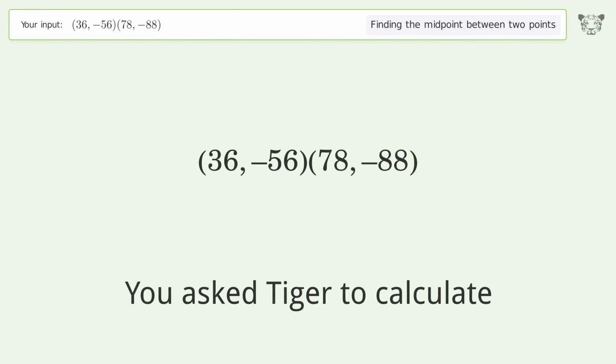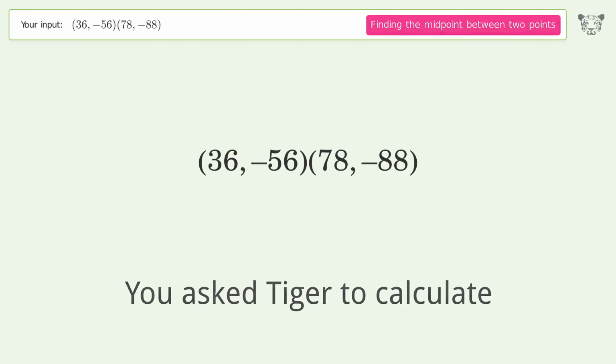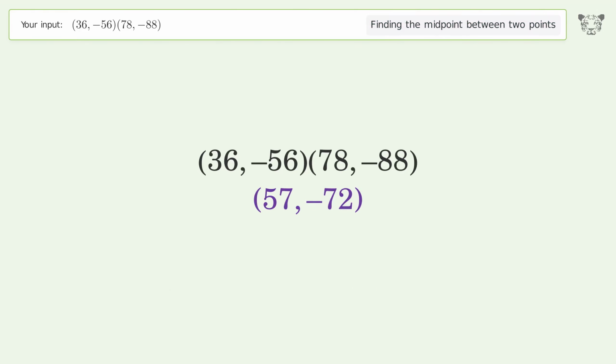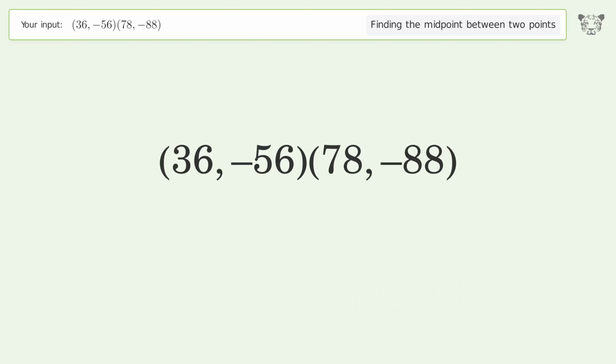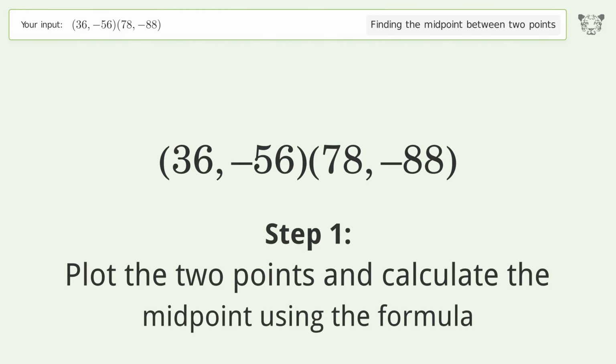You ask Tiger to calculate. This deals with finding the midpoint between 2 points. The midpoint between the 2 points is 57, -72. Let's solve it step by step. Plot the 2 points and calculate the midpoint using the formula.